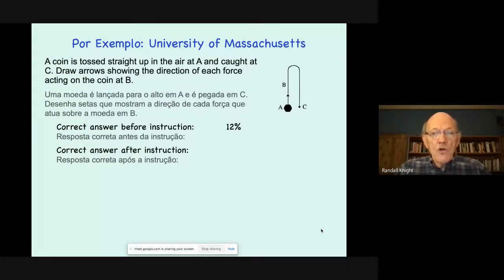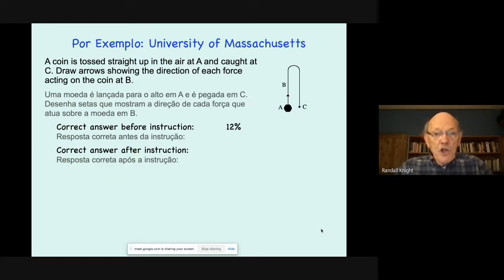This is one of the very earliest cases of physics education research. This is probably from 1978 or 1979, a study that was done at the University of Massachusetts. This was in a typical introductory physics class that uses calculus for scientists and engineers. On the very first day of class, before they had studied anything, they asked students several conceptual questions. In this particular question, they showed them a little picture, exactly the picture they used. They said a coin gets tossed up in the air at A, and it's going to be caught at C. So at point B, while the coin's going up, draw some arrows showing the direction of every force that's acting on the coin at B.